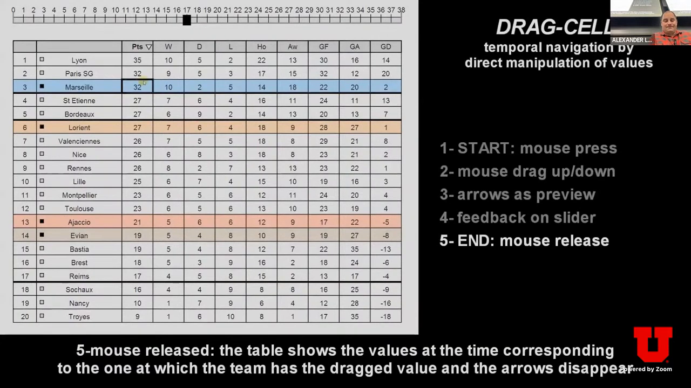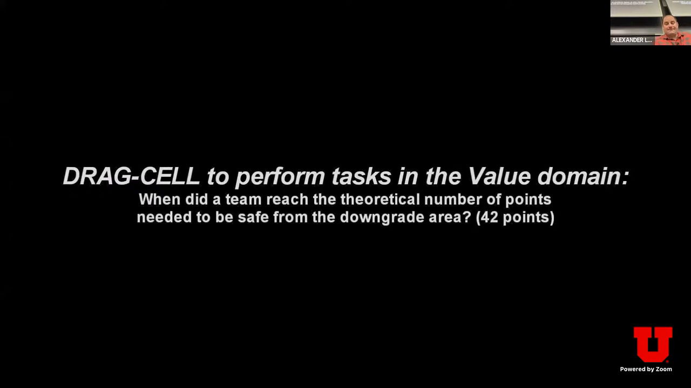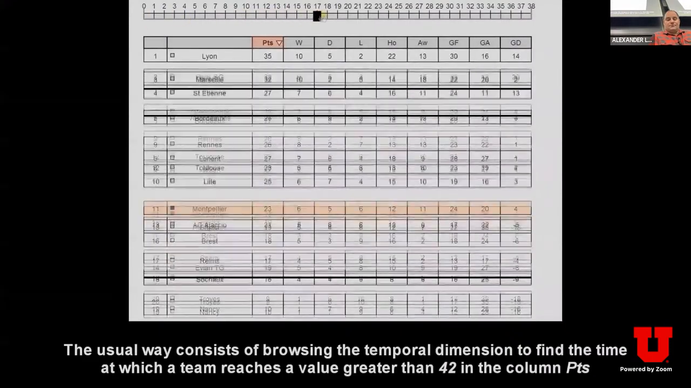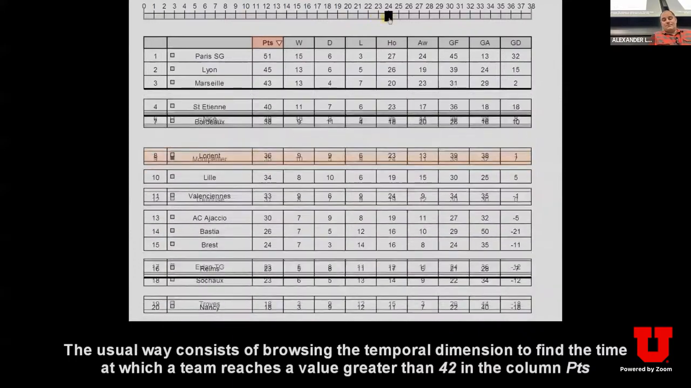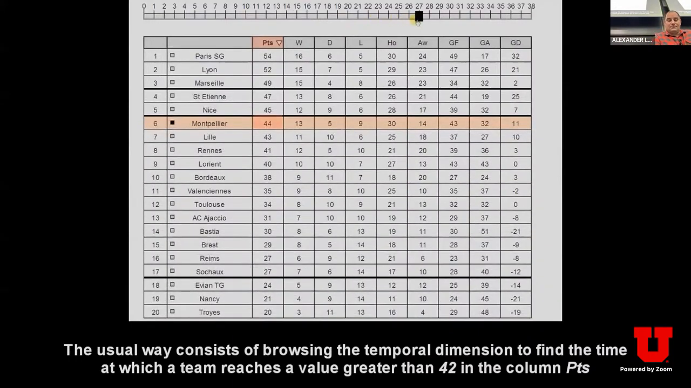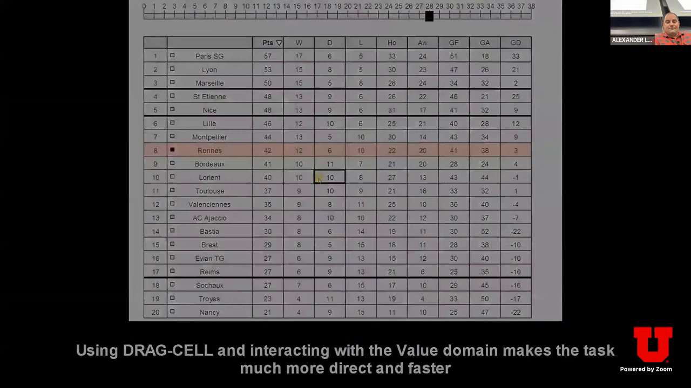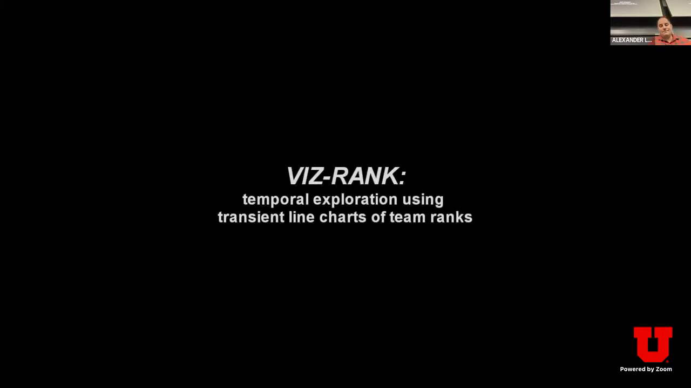For example, let's answer the following common question addressed by soccer analysts. When did a team reach the theoretical number of points, 42, to be safe from being relegated to the minor league? Using traditional interaction techniques, the user would browse the temporal dimension and find the first time at which a particular team, here Montpellier, obtains a value greater or equal to 42 in the points. Using Drag Cell, the user interacts directly with the value domain, performing the task, making the interaction more direct and faster. The second technique, BizRank, uses line charts as a temporal overview of the championship.